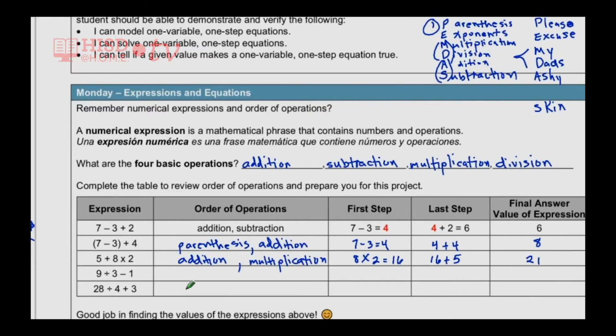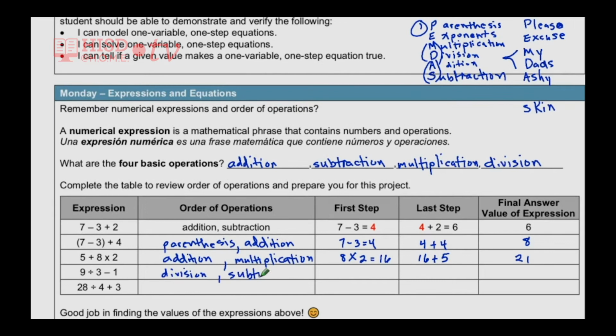My next problem, I see 9 divided by 3 minus 1. I refer back to my acronym PEMDAS, and I see that division comes before subtraction. Okay, not only just in the expression, but actually in my acronym. That's what I'm actually following. It's my roadmap. So the 9 divided by 3 gives me 3 minus 1. Well, 3 minus 1 gives me 2.